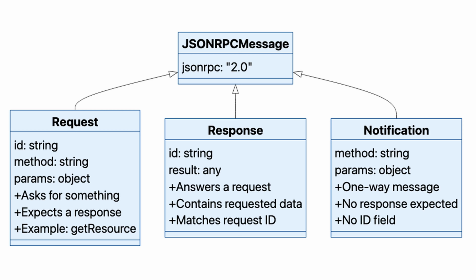First, you have requests. These are messages that ask for something and expect an answer back. They always include an ID field, which is like a tracking number. Second, you have responses, which answer those requests and include the same ID. And third, you have notifications, which are one-way messages that don't need any response back.